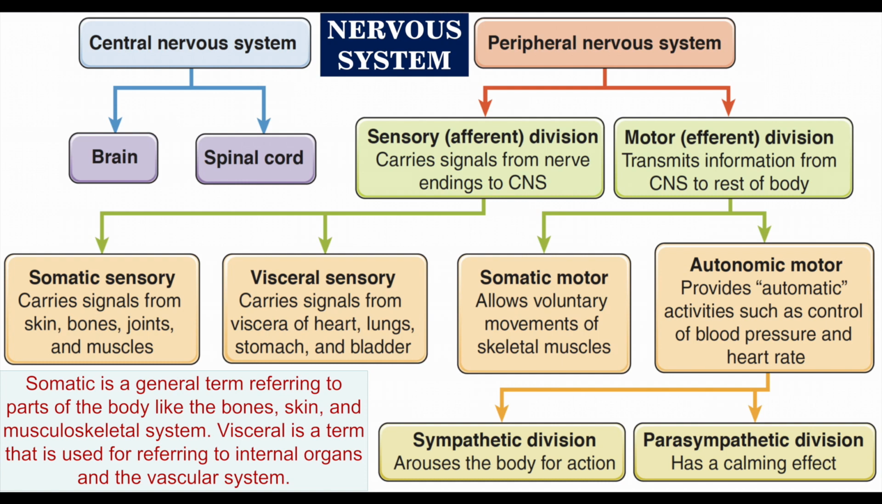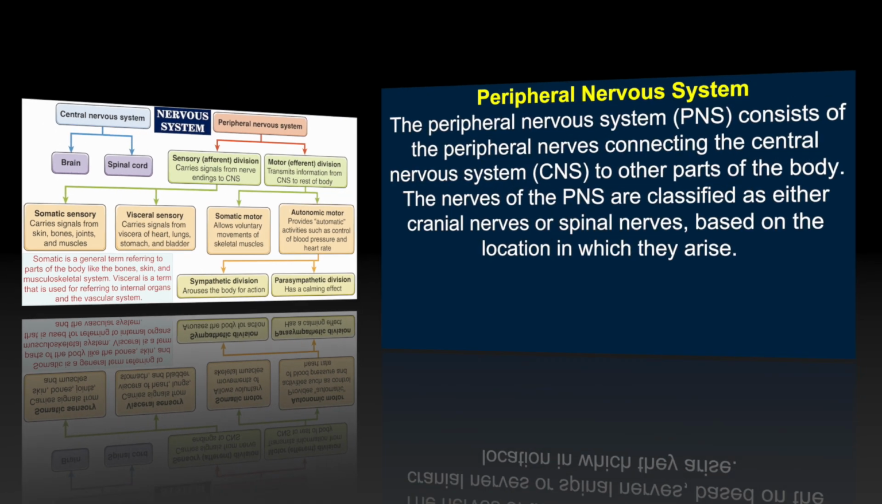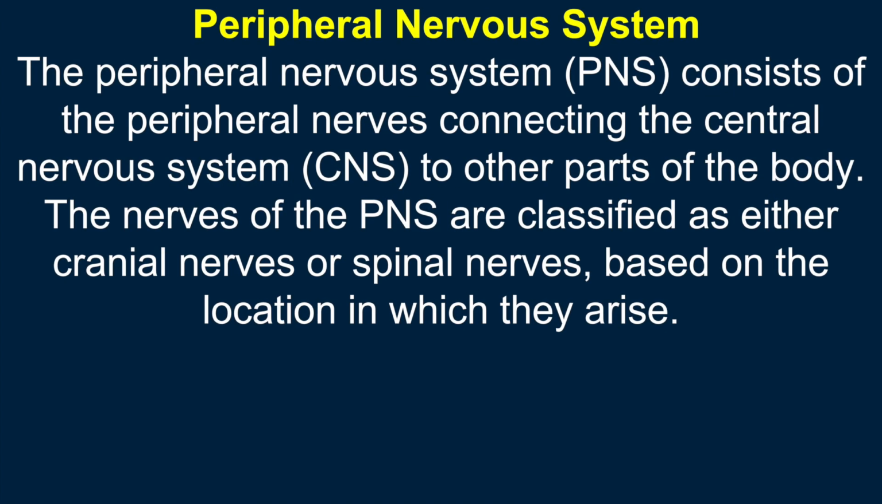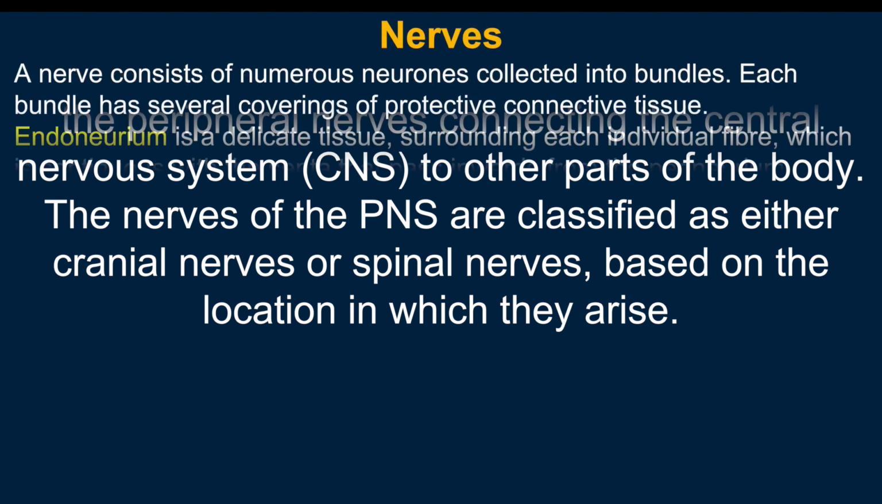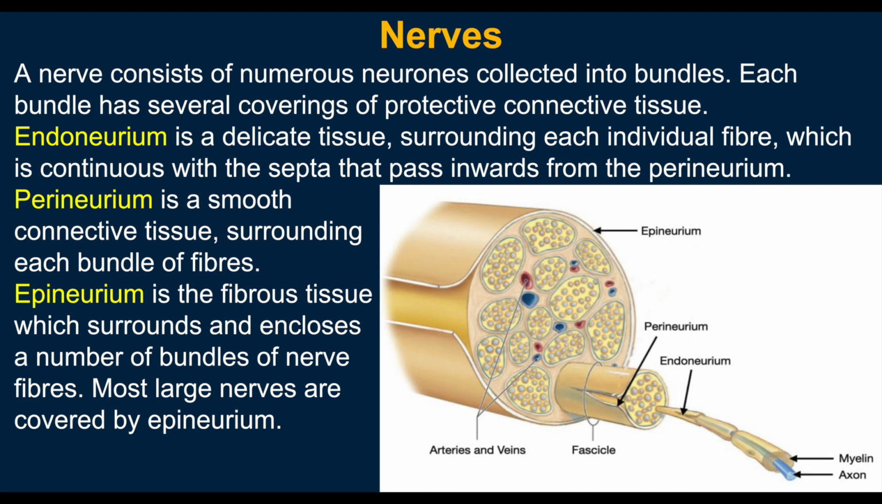The somatic motor allows voluntary movements of skeletal muscles, while autonomic motor provides automatic activities such as control of blood pressure and heart rate. The peripheral nervous system consists of the peripheral nerves connecting the central nervous system to other parts of the body. The nerves of the PNS are classified as either cranial nerves or spinal nerves based on the location in which they arise. Then we will see nerves.